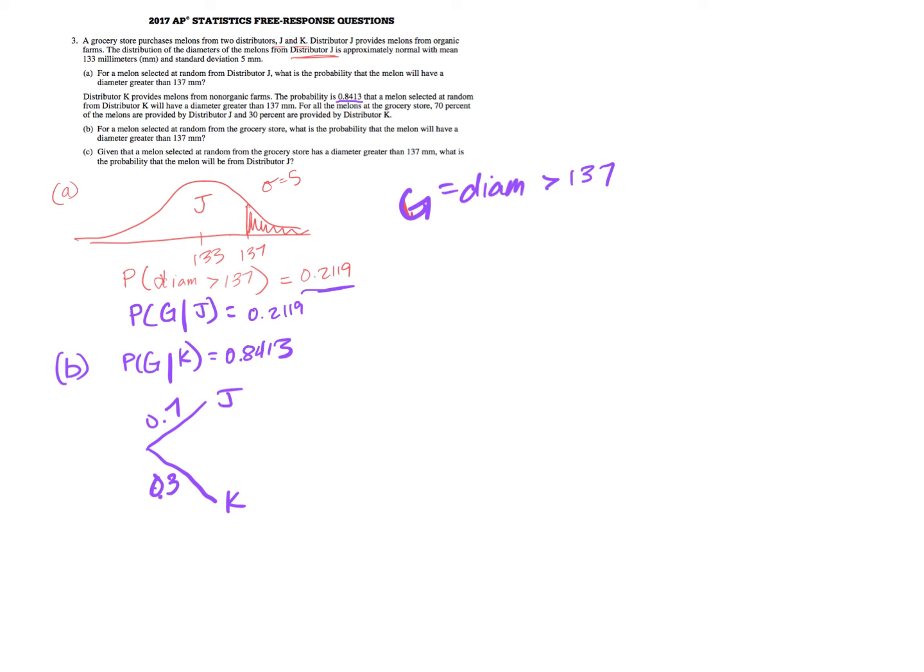All right. So I'm going to be at J, right? If it comes from J, it's either one of those bigger ones or not bigger ones. So if I call this branch G and this branch G complement, would you guys be comfortable with that?